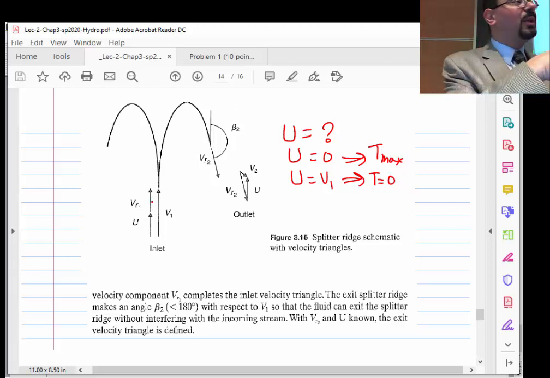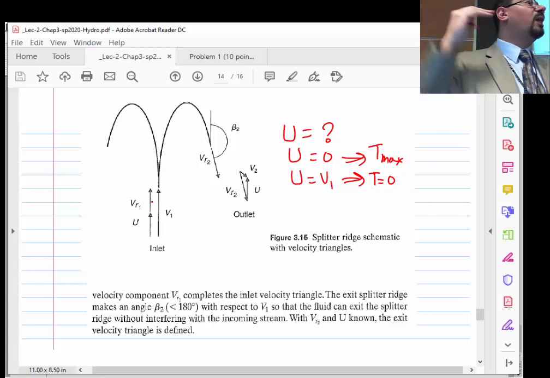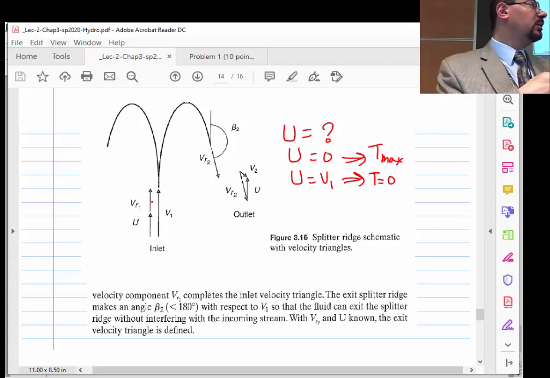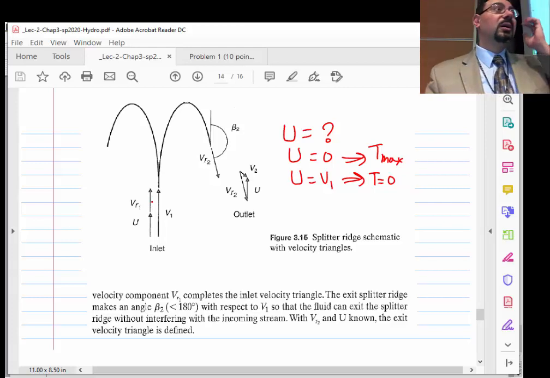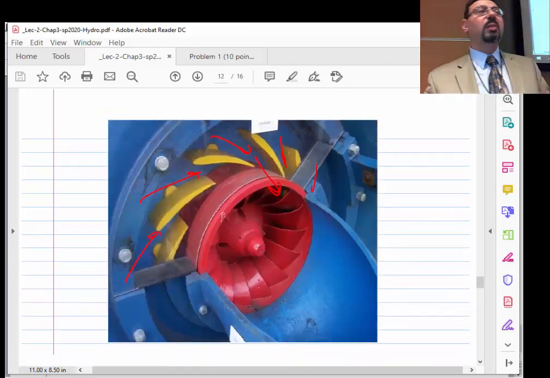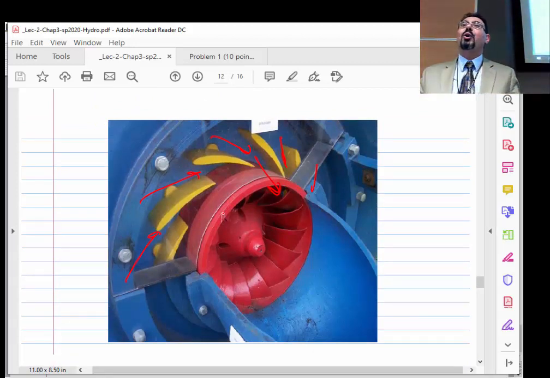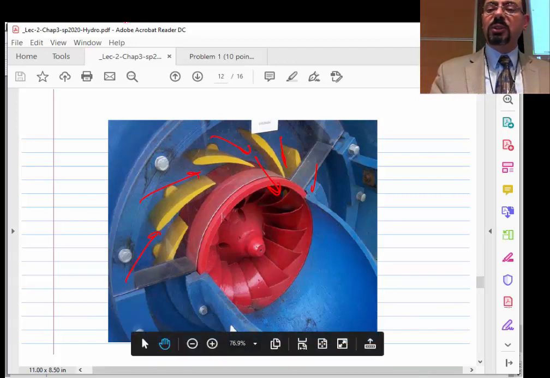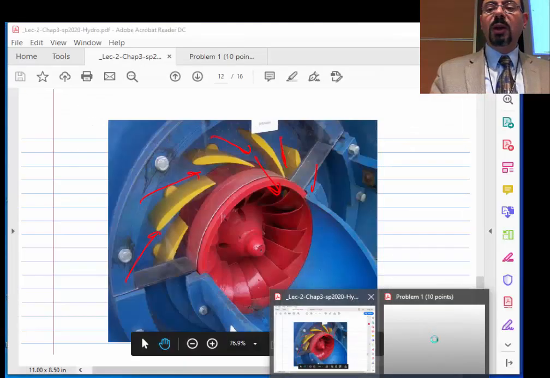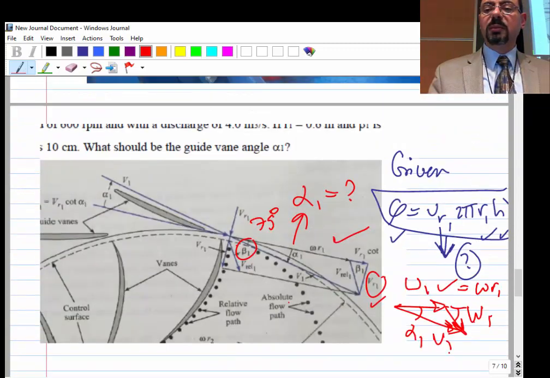Notice that you cannot do this in the Kaplan and you cannot do this in the Francis. You cannot come with all tangential velocity. Because if you come with all tangential velocity on those guys, what's the problem? Why can't it come all tangential? Let's make those guide vanes angled so that V1 is all tangential. There is no VR1. What is the problem with not having VR1? Let's make V1 all tangential. What's the problem?